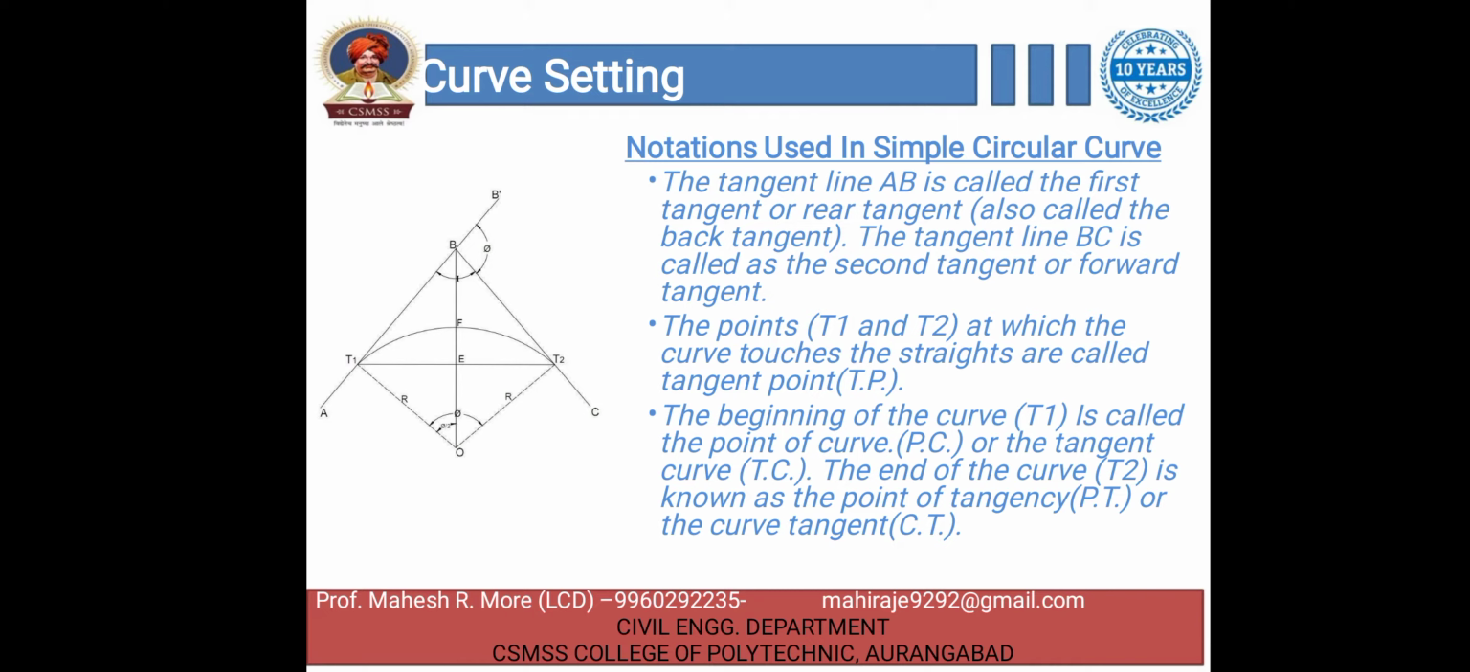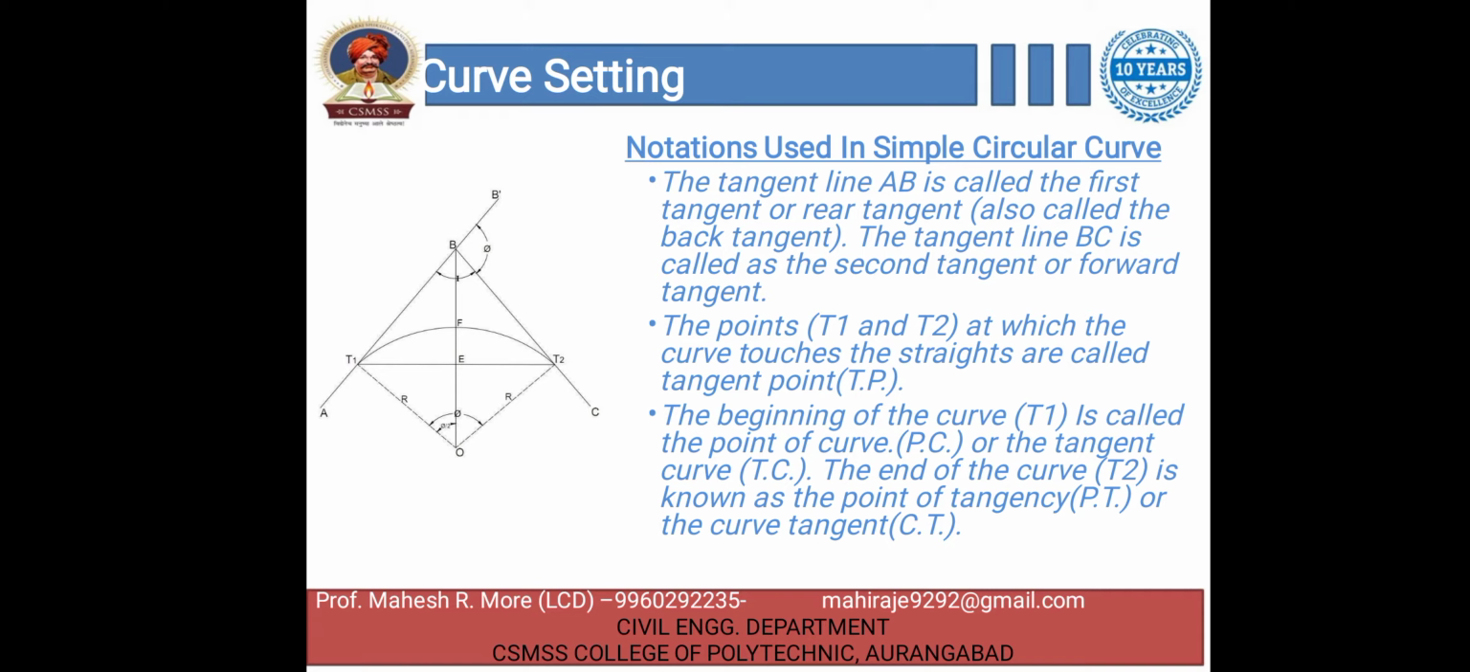The tangent line AB is called the first tangent or rear tangent, also called the back tangent. The tangent line BC is called the second tangent or forward tangent. The points T1 and T2 at which the curve touches the straights are called tangent points.